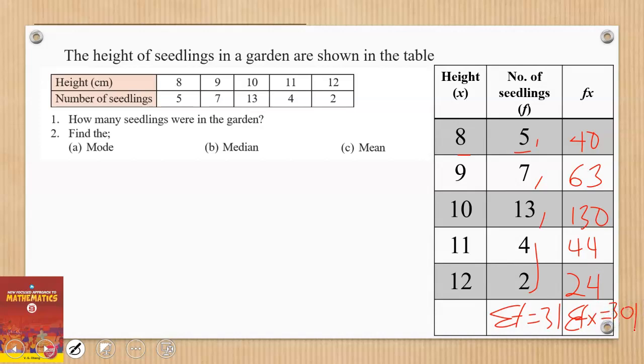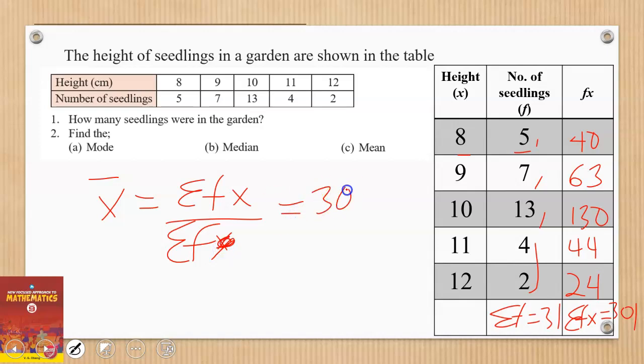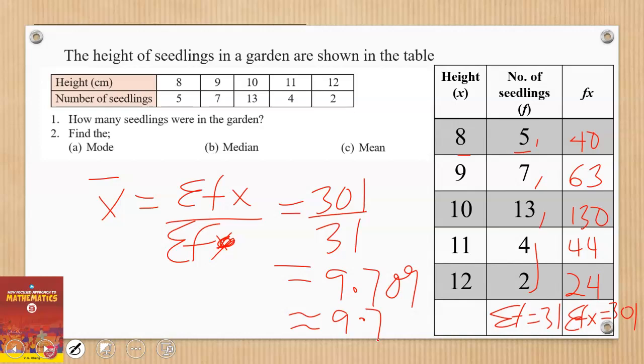If we do the summation of f of x, that will give us 301, right? And so we can say that our S bar, which is equal to sum of f of x over sum of f, will be equal to 301 divided by 31. So when we do the division, we are going to have something like 9.709. So to one decimal place will be 9.7, and then to the nearest whole number will give us 10.